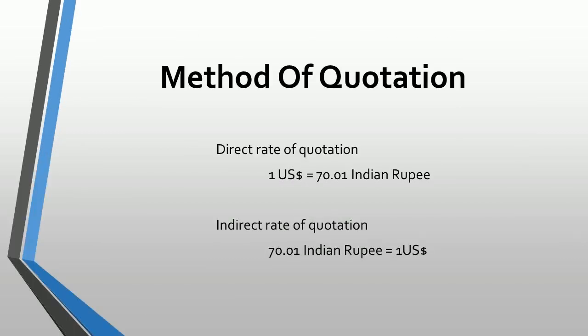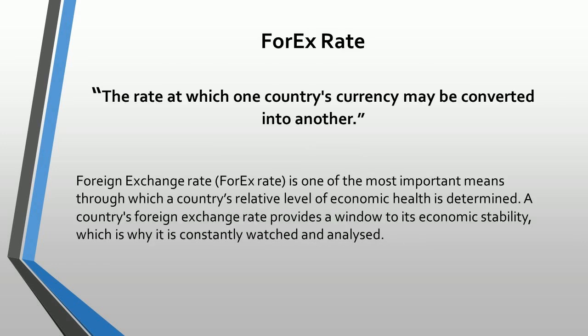Method of quotation. Direct rate of quotation: $1 equals 70.01 Indian rupees. Indirect rate of quotation: 70.01 Indian rupees equals $1. Forex rate: the rate at which one country's currency may be converted into another.